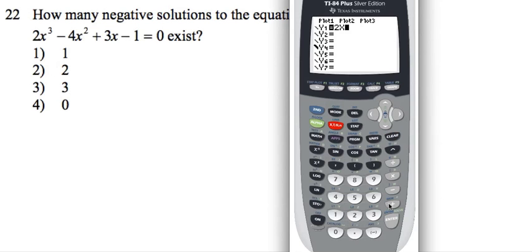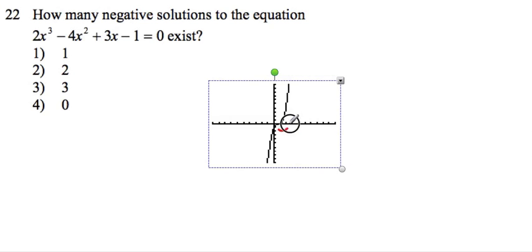2x to the third power minus 4x squared plus 3x minus 1. Now the fact that it's equal to 0, what we are looking for is the x-intercept. So zoom standard, number 6. It seems like we only have one solution right over there, only one time passing through the x-axis. So therefore, our answer will be equal to 1.